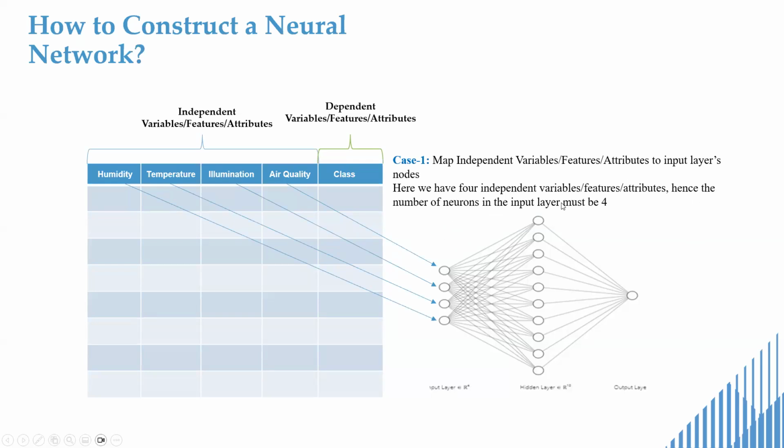The number of neurons in the input layer should be 4. So now we have 1, 2, 3, 4. So here, 4.